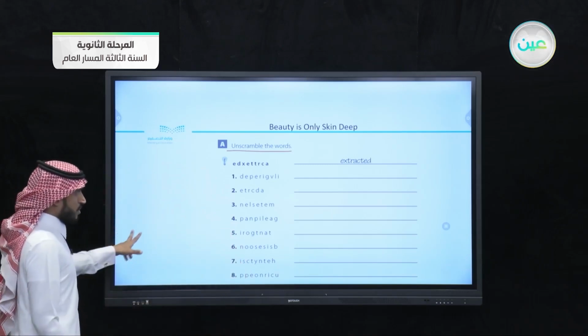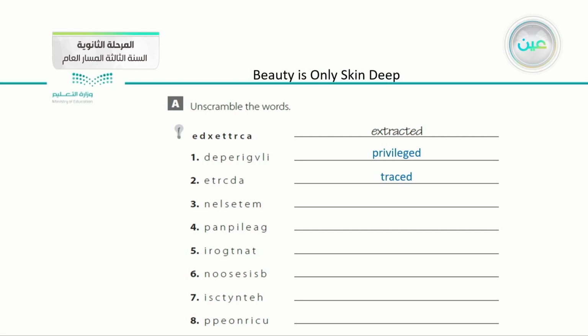Number 1 is privileged. Number 2 is traced. Number 3 is elements. Number 4 is appealing. Number 5 is rotating. Number 6 is obsession. Number 7 is synthetic. Number 8 is porcupine.